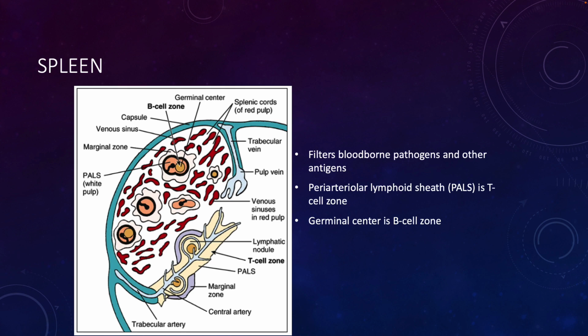So the spleen is responsible for filtering bloodborne pathogens and other antigens. It does have a zone, the periarterial lymphoid sheath, PALS, where you'll have a lot of T cells. And then here is the germinal center, where you'll have a greater collection of B cells.